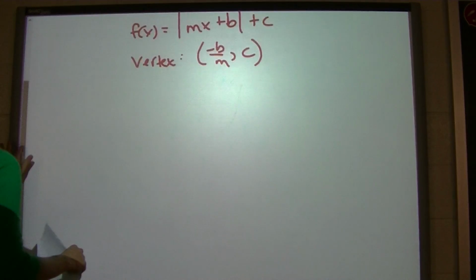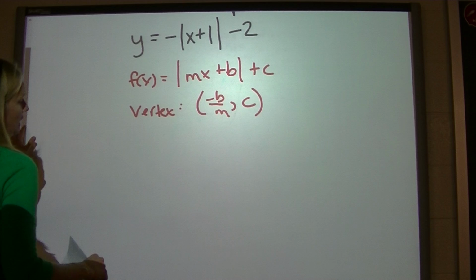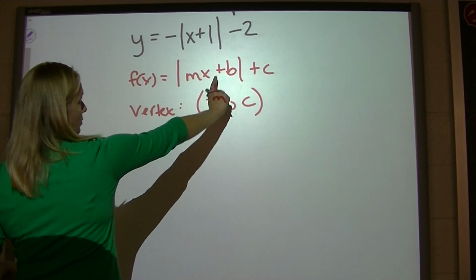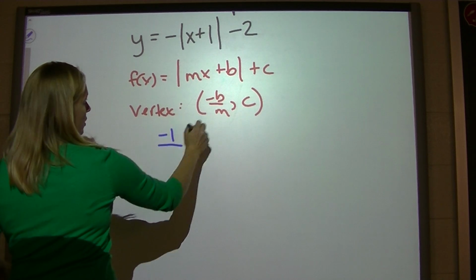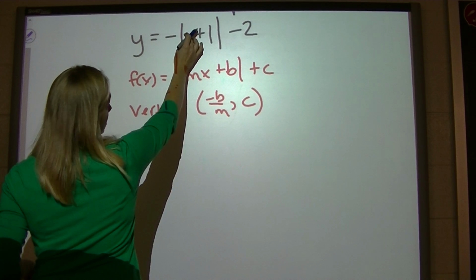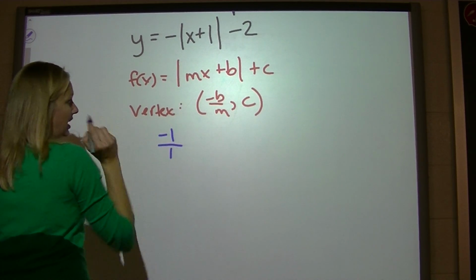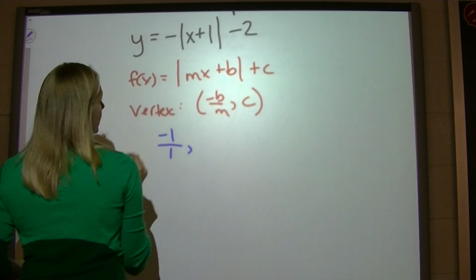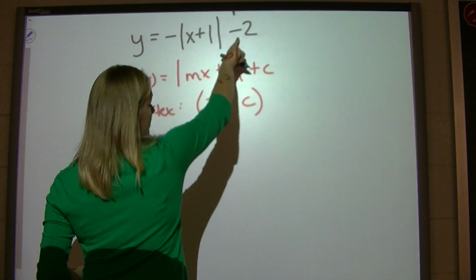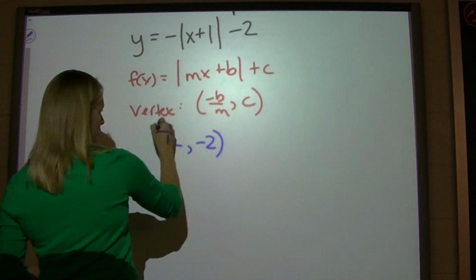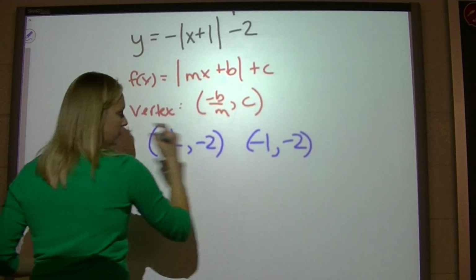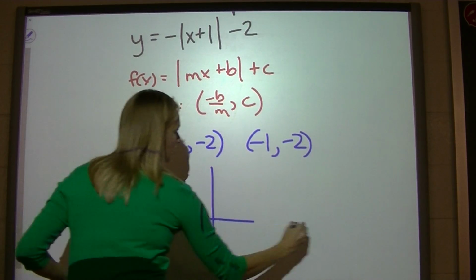So my b, okay, is this term, so I have to do the opposite of b, so it's going to be negative 1 over my slope, my m. M is the coefficient of your x term, which if you look here, there's none written there, so we know it's a positive 1. And then my c term is out here. So because this is plus c and this is minus 2, c is negative 2. So our vertex is negative 1, negative 2. So I'm going to plot that point.